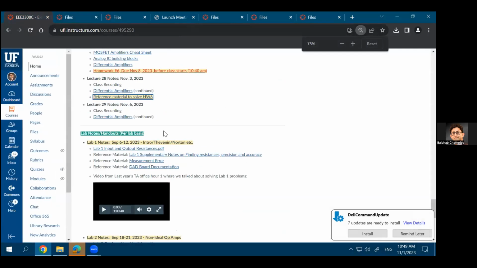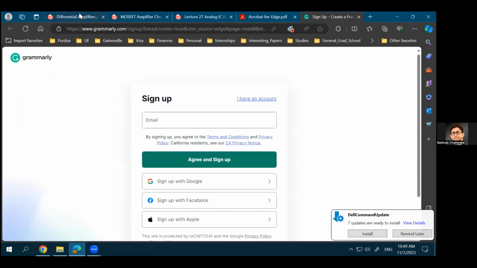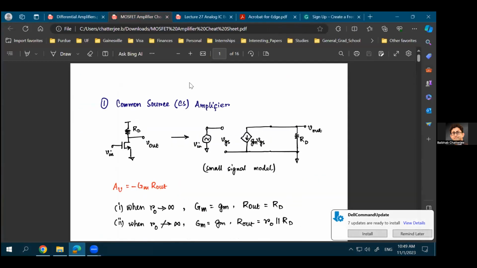What we are going to do today is go over this MOSFET amplifier cheat sheet, which will give you some use for any of your future courses, or later on whenever you need to refer to these different constructs or different circuits, such as common source amplifier, common gate amplifier, common drain amplifier, and so on. And this gives you an idea about how to analyze each part or each type of circuit that you might encounter later in the course or any other future course.